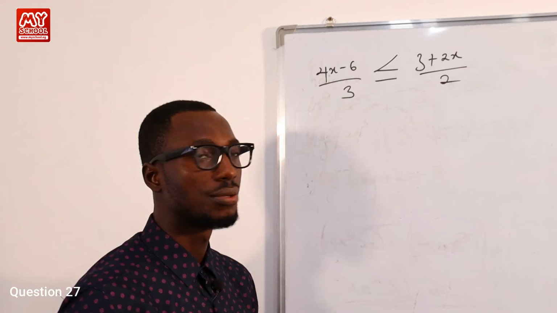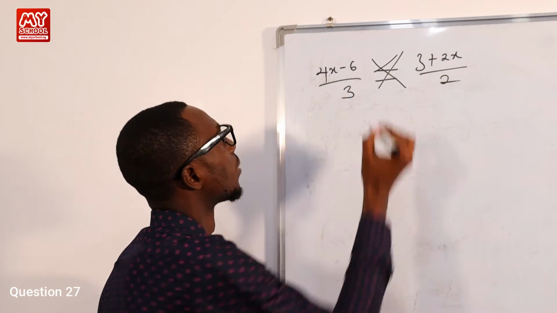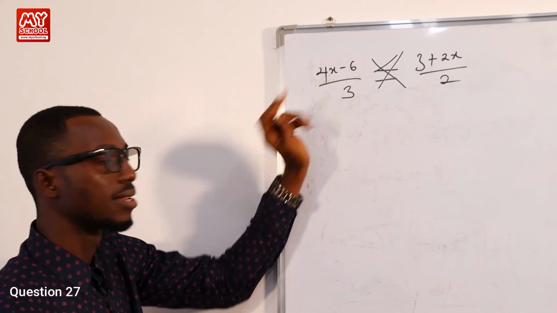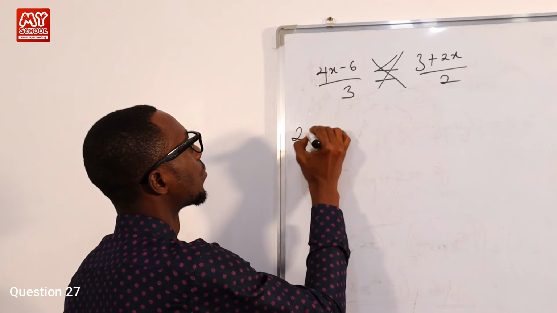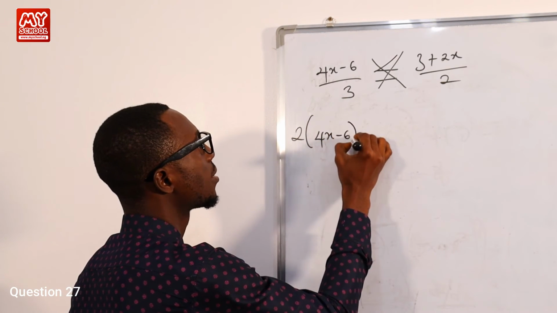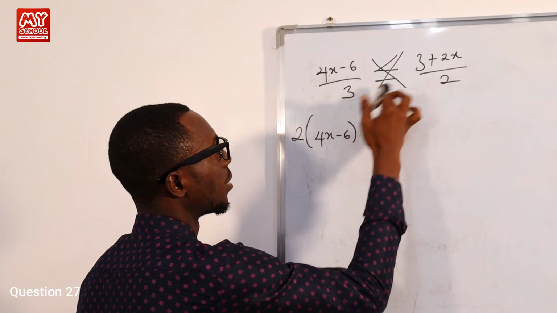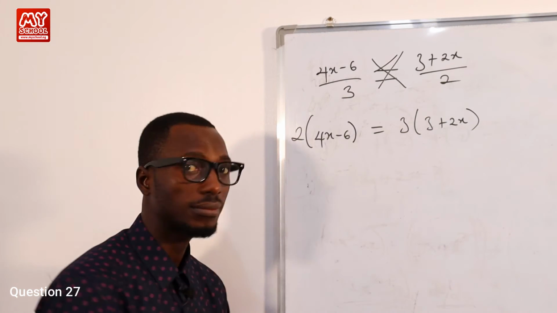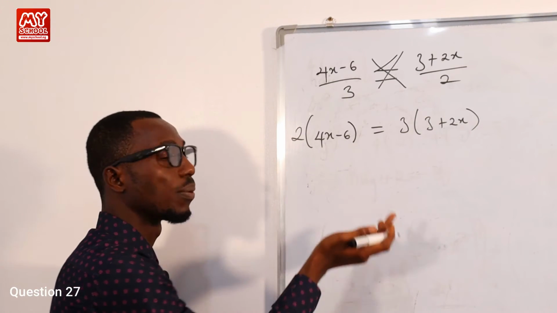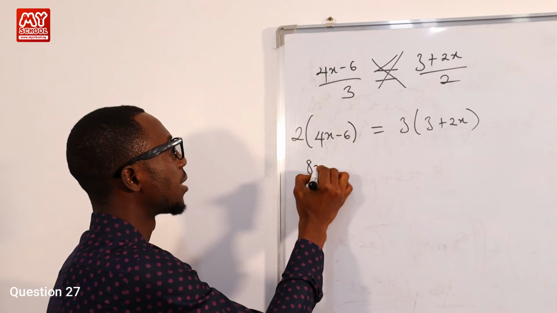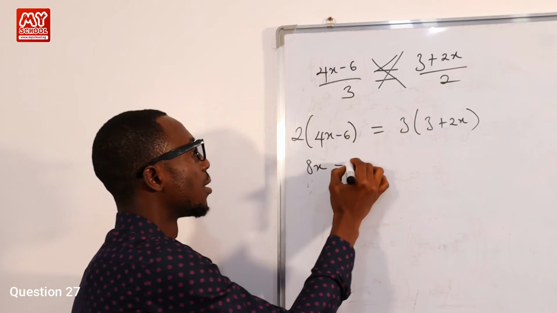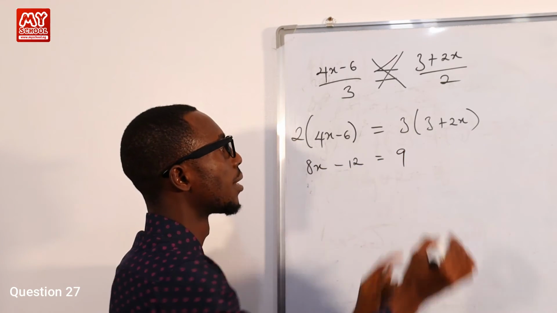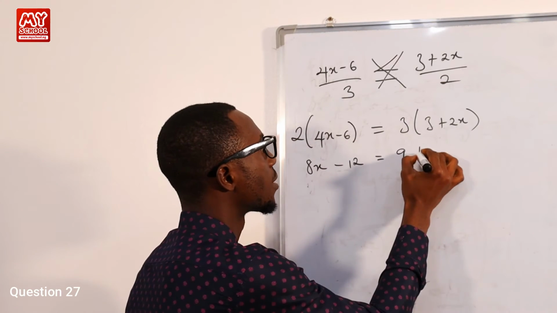The first step we are going to take is to cross multiply. The denominator we have here goes here. The denominator we have here multiplies the sides. So we have 2 into brackets 4x minus 6, this comes here, 3 into brackets 3 plus 2x. Let's open the brackets. 2 times 4x, that's 8x. 2 times minus 6, minus 12, equals 3 times 3, 9. 3 times plus 2x, we have plus 6x.